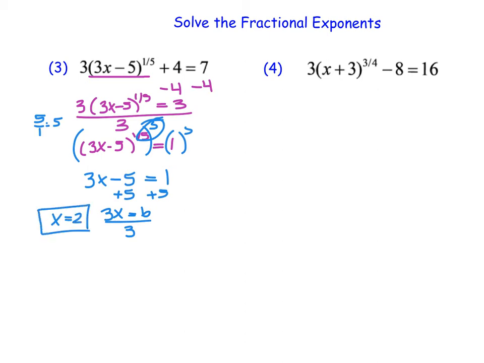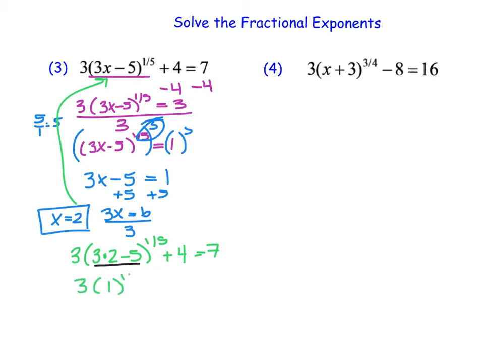So now we're just going to run through and double check our answer, but we have our x value that we think is going to make our equation true. So if we take this value and substitute it in, we have 3 times (2 times 3 minus 5) to the power of 1/5 plus 4 is equal to 7. Well, if I focus on what's inside of the parentheses right here, 3 times 2 is 6. 6 minus 5 is 1. So this is really 3 times 1 to the power of 1/5 plus 4.